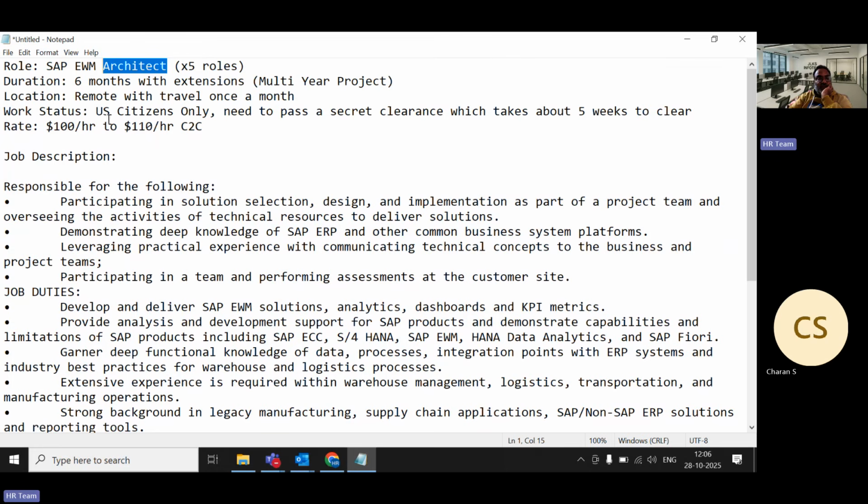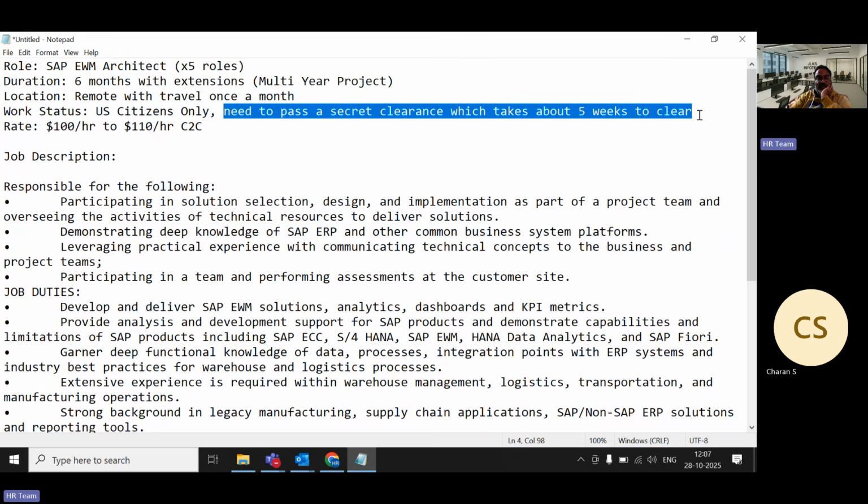So once again, I repeat, it is completely for US citizens only, and it is a multi-year project. And they will conduct some kind of, I'm not sure what this is all about, because it's the first time I'm dealing with a US citizens requirement, okay? Something, need to pass something, I am not sure about that. So maybe once your interview is cleared, they will do some kind of clearance process, something like a background check. And once that is done only, I think they will allow you to get into onboarding. Okay, so this is all about your job requirement.